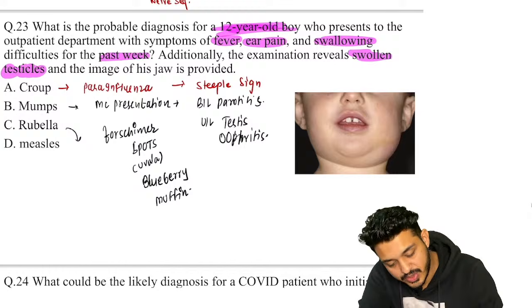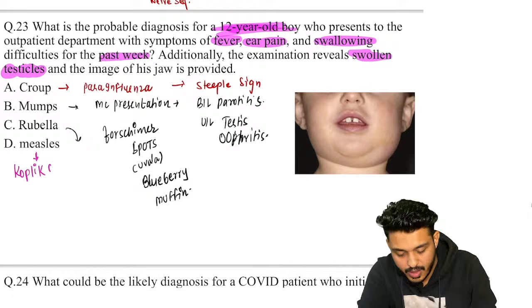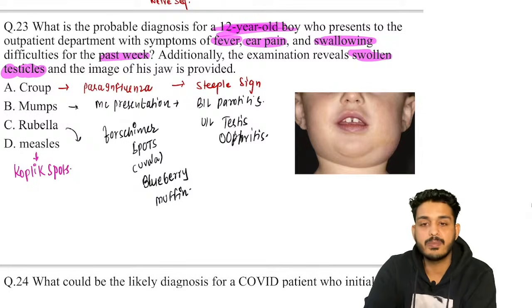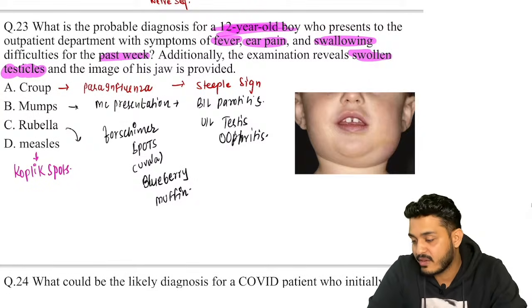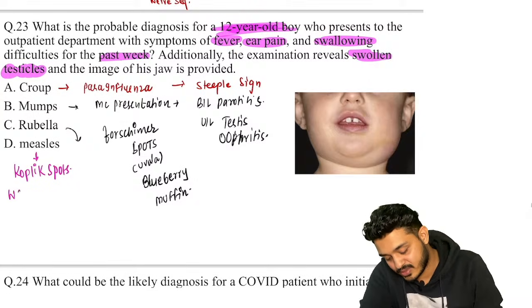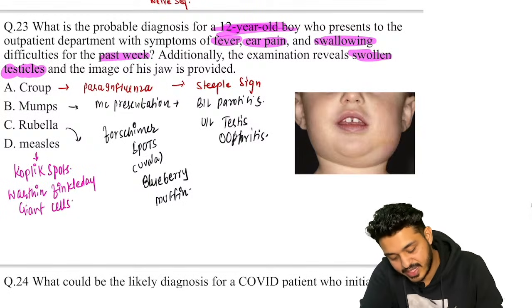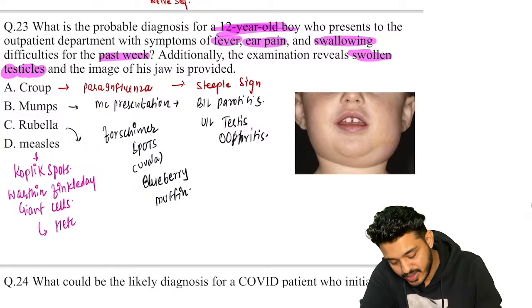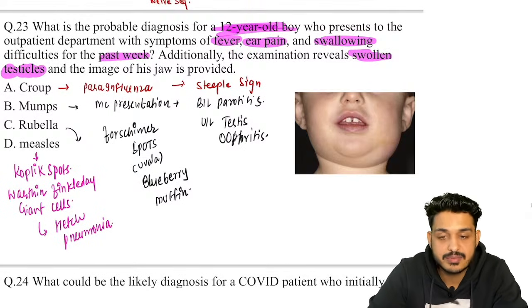For measles, what is going to be there? Measles patient will be having what? Koplik spots, beta. And remember, this measles baby is going to die because of pneumonia. And what kind of pneumonia? Giant cells are going to be there, and those giant cells are known as Warthin-Finkeldey giant cells. These will cause a pneumonia known as Hecht pneumonia or giant cell pneumonia, and that is the pneumonia which can lead to death of the patient.